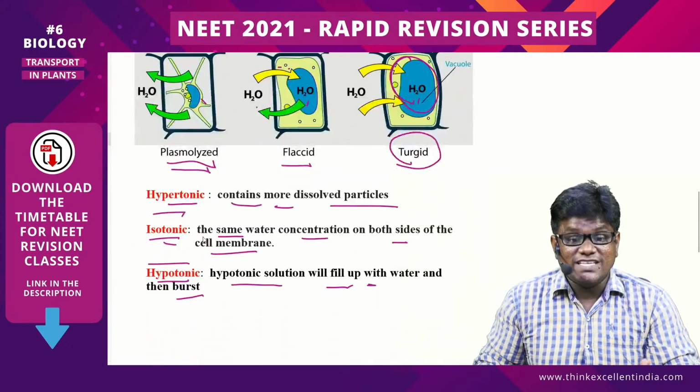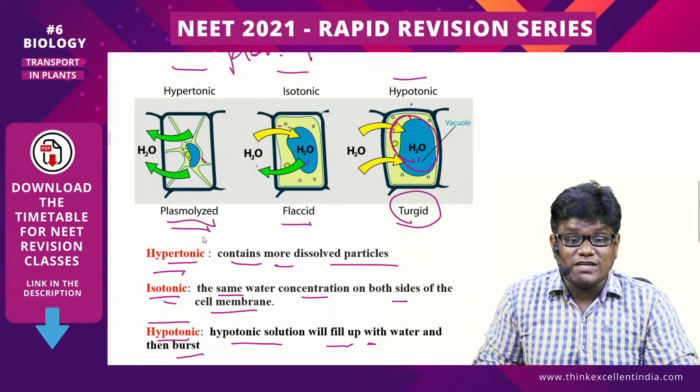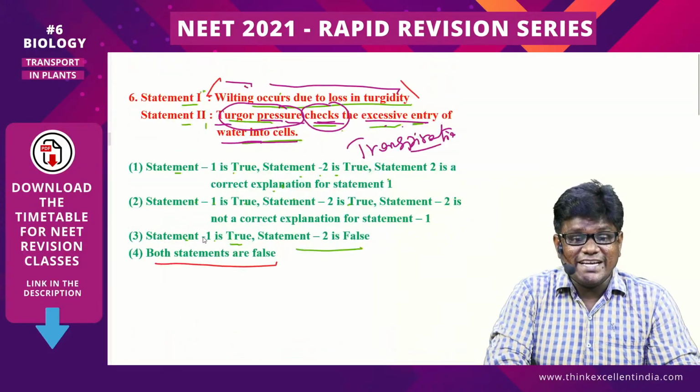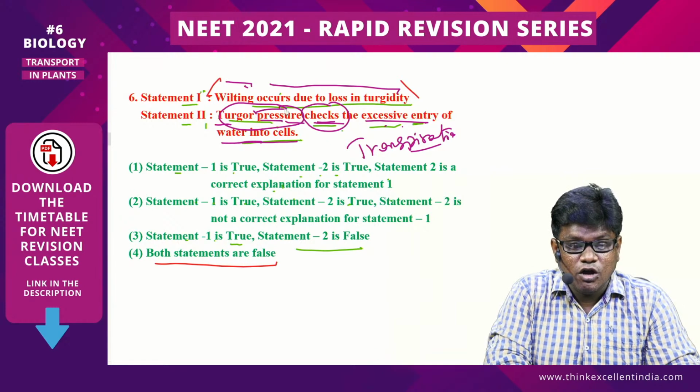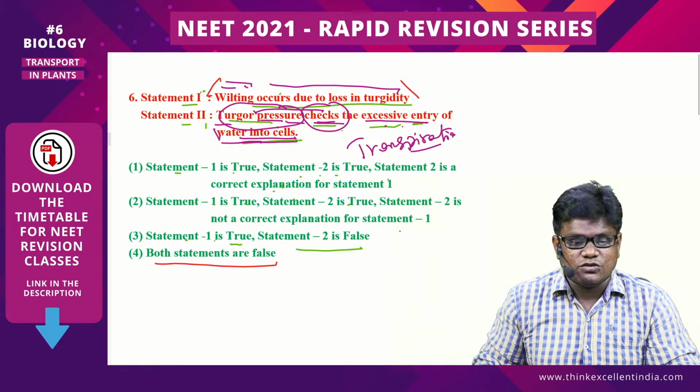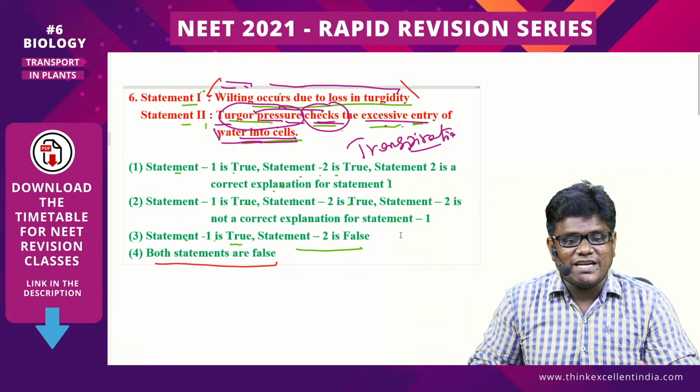So these three different types of reactions take place inside a plant cell when there is wilting of the process. Turgor pressure of the process is checking the entry of the water into the cells. So statement 2 and statement 1, both we discussed. So what is exactly the process here? Statement 2 is different, statement 1 is different.